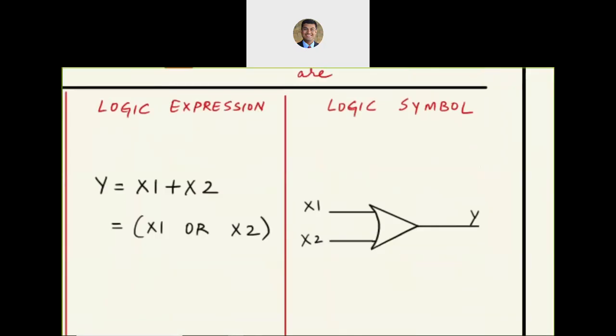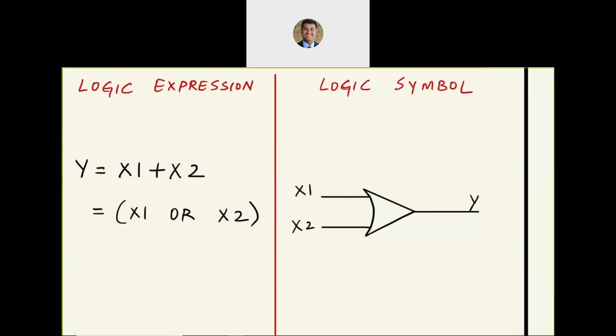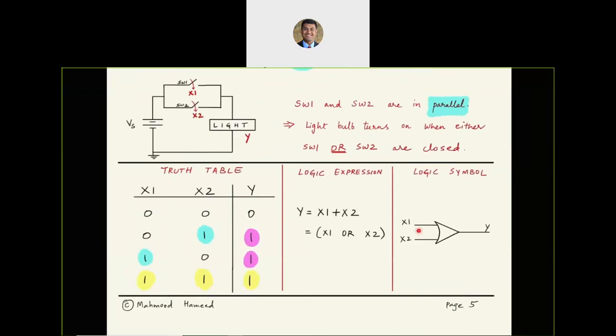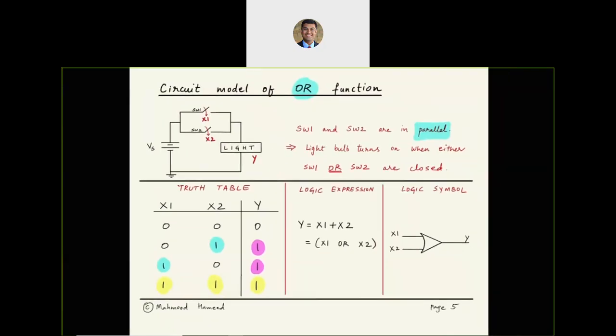The symbol is going to be slightly different. Now you have a triangle, which is sort of the buffer symbol, but instead of a perfect triangle, we have an arc on the input side. So that signifies an OR symbol. In this case, you have a two input situation going on, but you could also have a three input or a four input OR gate. We are just essentially padding more and more switches in parallel in our circuit model. Okay, so that's about the OR function.